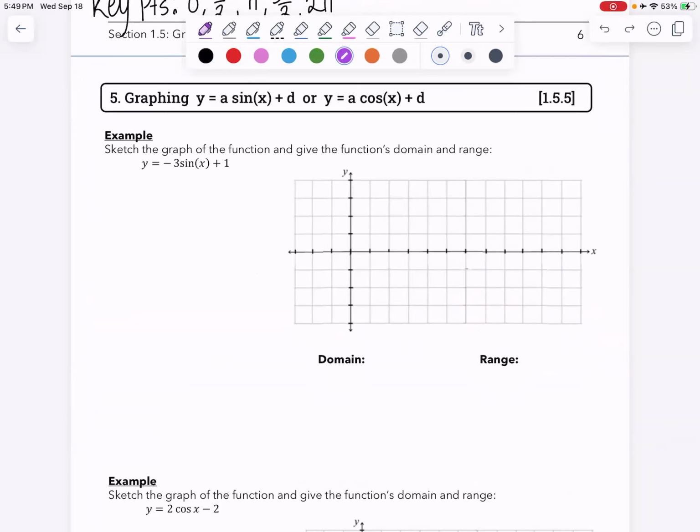So once again, I will start with D. Maybe I'll start by rewriting it slightly. y equals negative 3 sine of x minus 0 plus 1. Our D value is whatever value is sitting off here at the end. So that's 1. So that means a vertical shift of 1. It's positive, so it's up 1. And the midline is just whatever number D is. So the midline is at y equals 1. Come here, y equals 1, boom, midline.